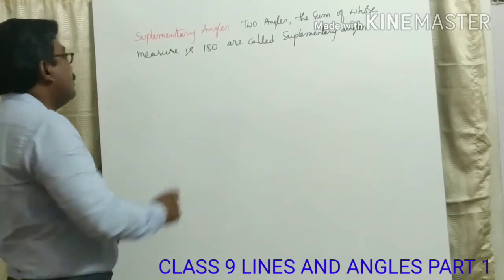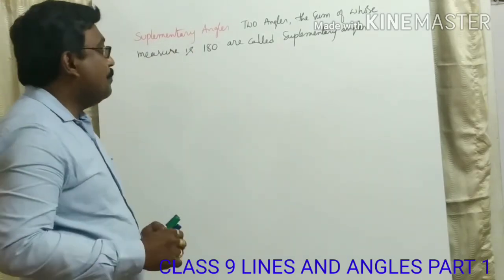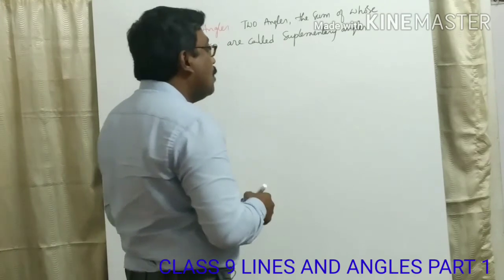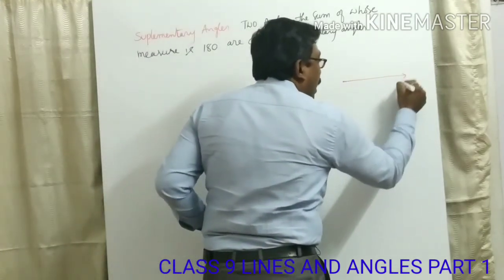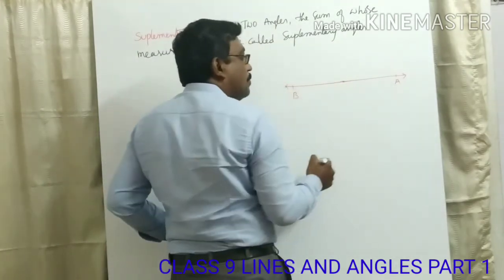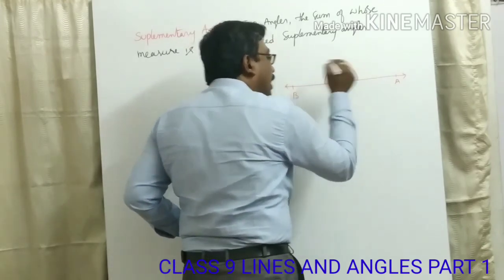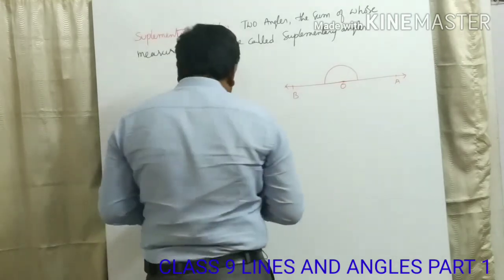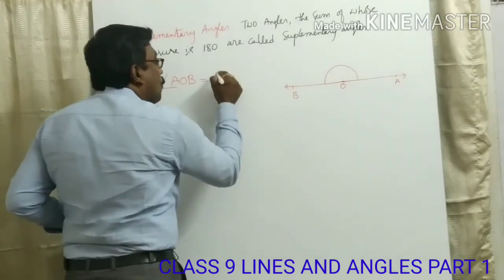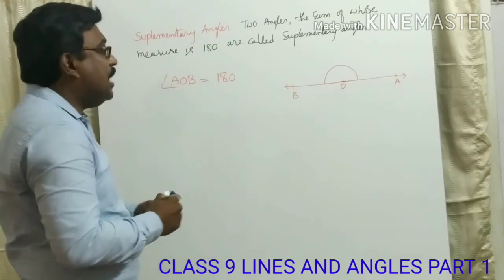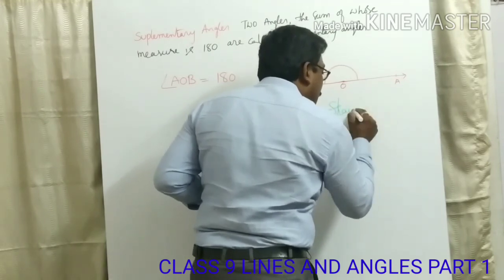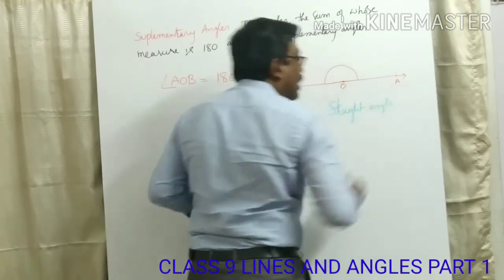Okay. The second part is supplementary angles. Two angles, the sum of whose measures is 180 degrees, are called supplementary angles. Suppose OA is the initial ray and OB is the terminal ray. Now the angle AOB is equal to 180 degrees. This 180 degrees is also known as a straight angle.